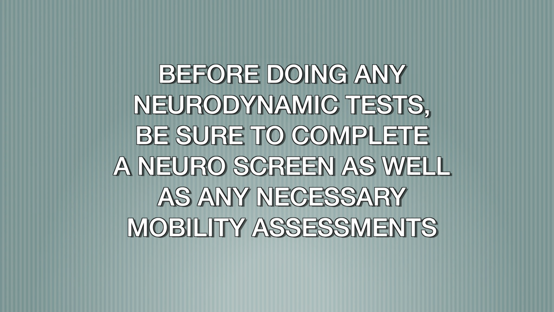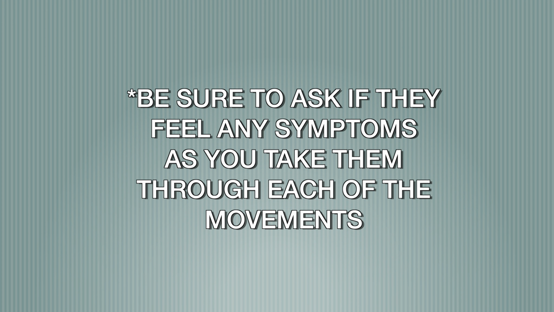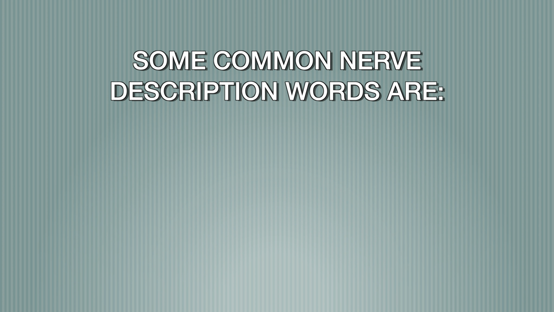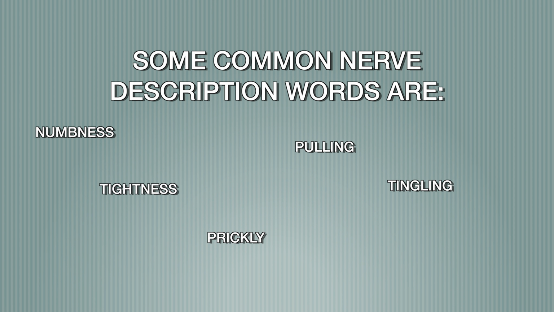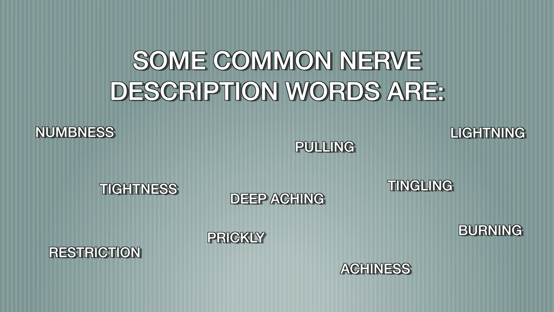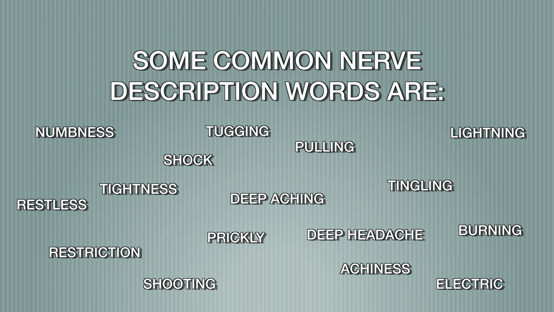Before doing any neurodynamic tests, such as the straight leg raise or the slump test, be sure to complete a neuroscreen as well as any necessary mobility assessments. Always ask the patient if they feel any symptoms as you take them through each of the movements. Some common nerve description words are numbness, tingling, prickly, pulling, tightness, achiness, deep aching, restriction, burning, lightning, shock, shooting, electric, tugging, deep headache, restless, dullness, and constricted.